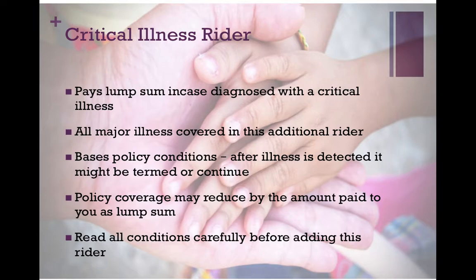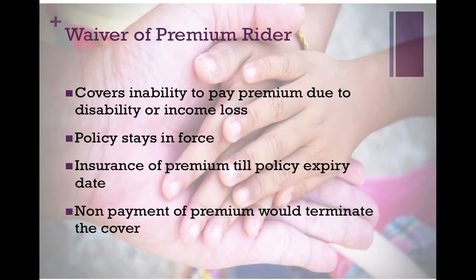The base policy after the illness is detected could be terminated or continued depending upon the kind of policy that you've bought. So make sure that you're reading those terms and conditions very carefully before you sign on those dotted lines. It is also possible that whatever lump sum has been paid out to you at the time of diagnosis gets deducted from the actual amount that will be paid at the end of the term, that's at the death of the person. So that difference would be made, and reading all conditions in your document is the most important factor, irrespective of which rider you buy.